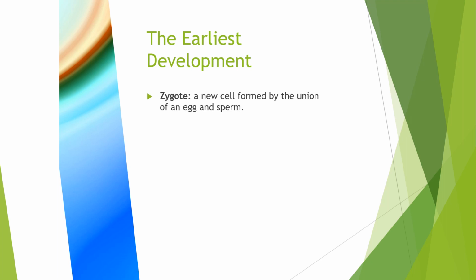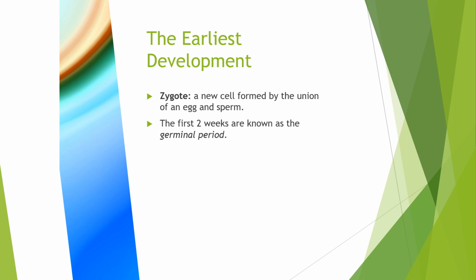Okay, so now what I want to do is look at prenatal development. I want to start with the earliest development that occurs, starting with conception. So you have a zygote. This is a new cell formed by the union of an egg and a sperm. So at conception, when the egg and the sperm combine, it develops a zygote, which is this new cell.